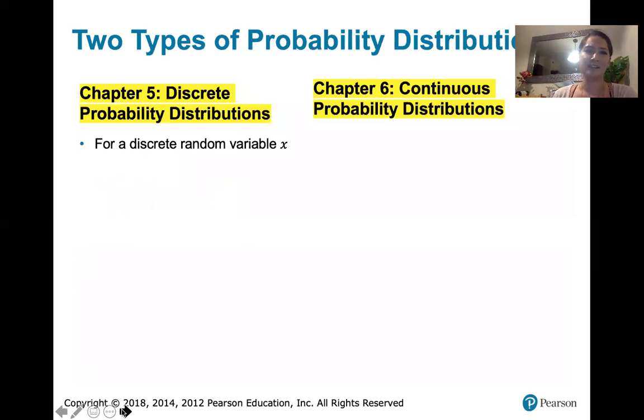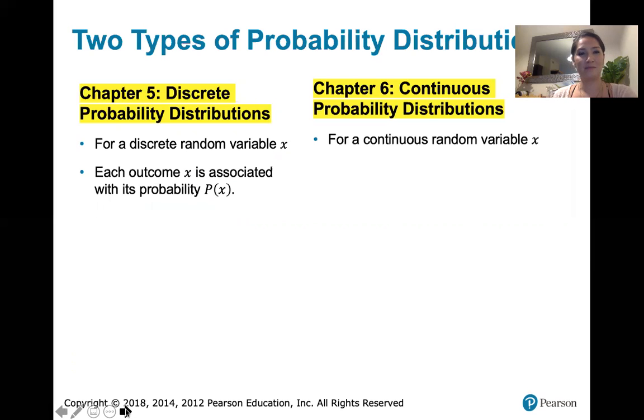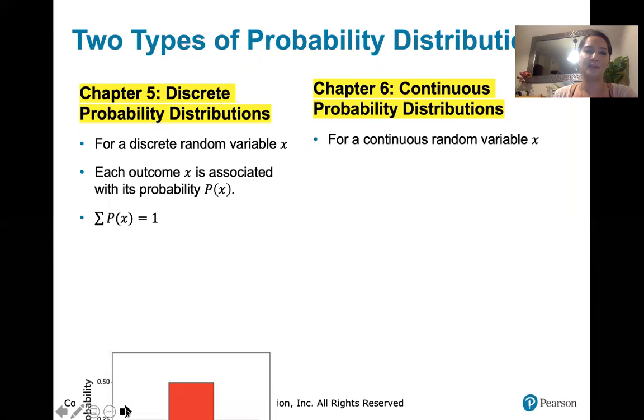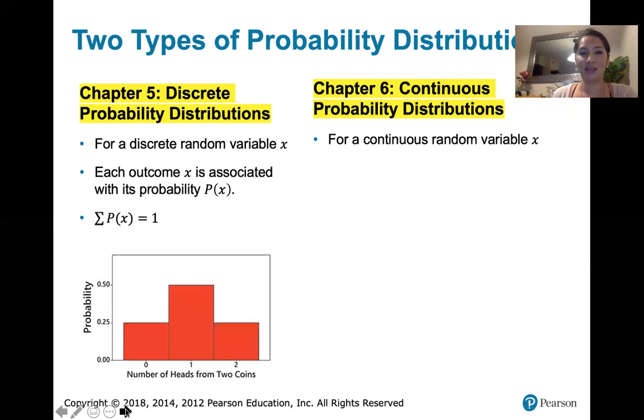Okay, so let's summarize. Chapter 5 was about discrete probability distributions that describe discrete random variables x. In chapter 6, we're going to study continuous probability distributions, which describe continuous random variables x. In chapter 5, each outcome x is associated with its probability. The sum of the probabilities must be 1 because something has to happen. And if we want to visualize that, we can visualize that with a probability histogram. If we add the heights of these rectangles, we get 1. Or if we require all of the widths of those rectangles to be 1, we can add the areas of the rectangles.